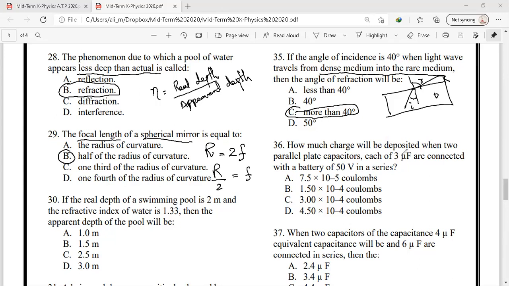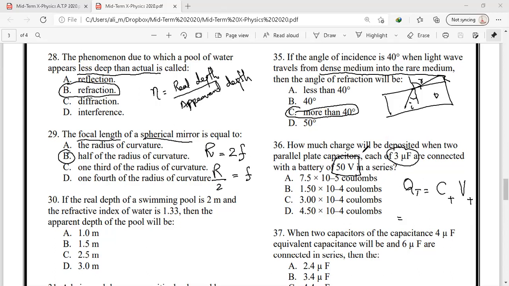Question number 36. How much charge will be deposited when two parallel plate capacitors, each of 3 microfarad, are connected with a battery of 50 volt? So we have to calculate the total charge, that is equal to C times V, where C is the total capacitance and V is the total voltage.